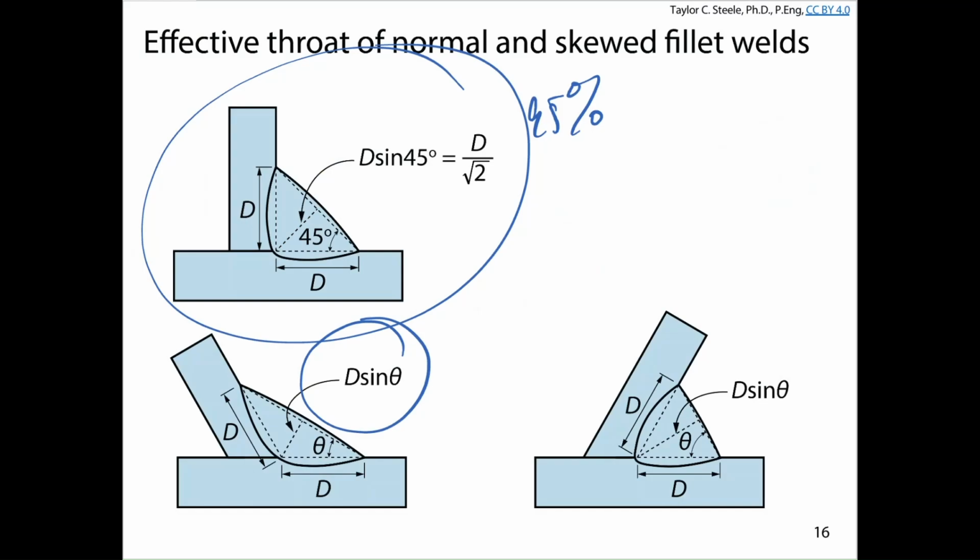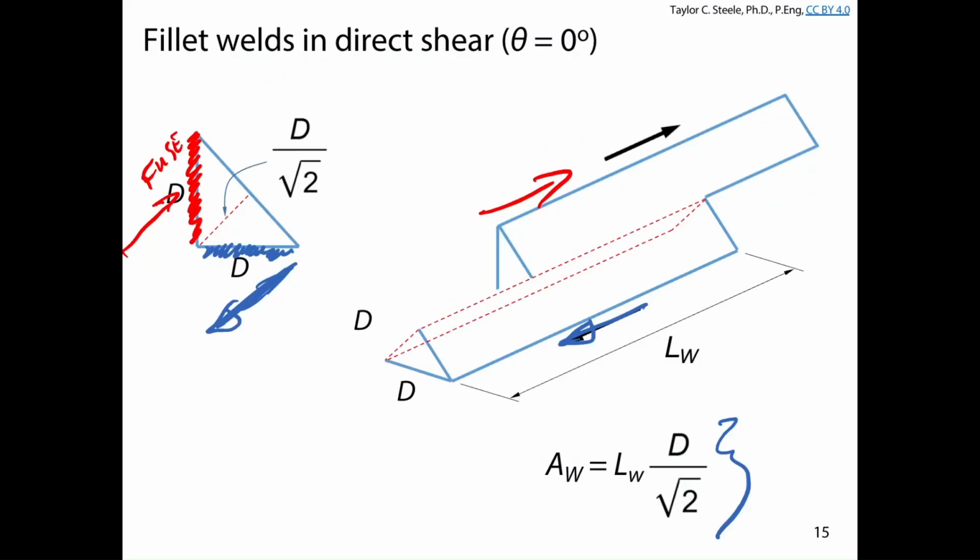Does anyone have any questions about how these fillet welds might fail in direct shear, why we're taking this area, or anything else before we get into the calculation of the strength of these welds? Katie?